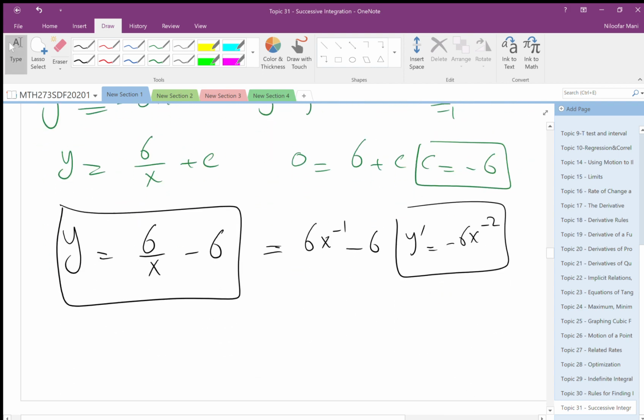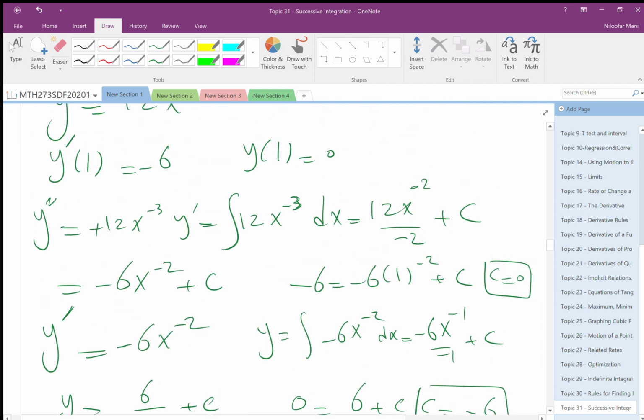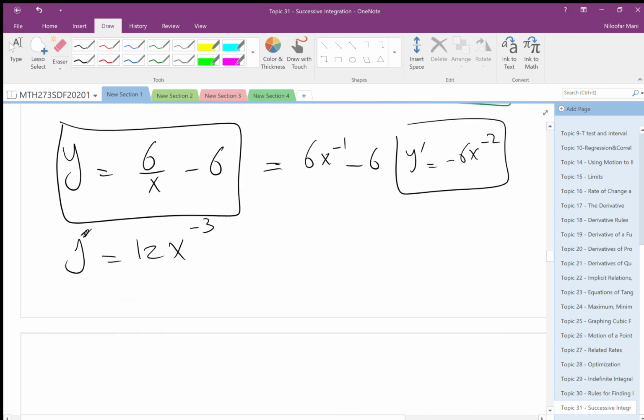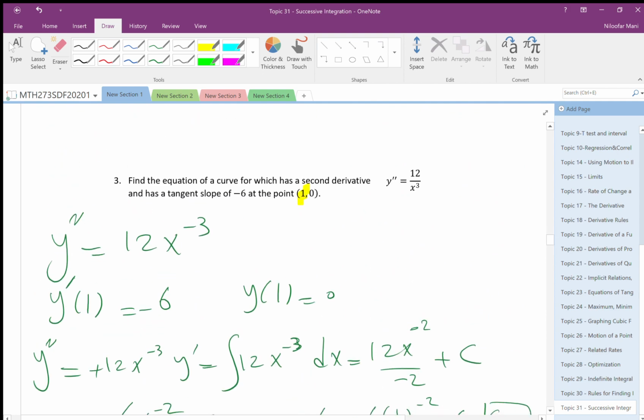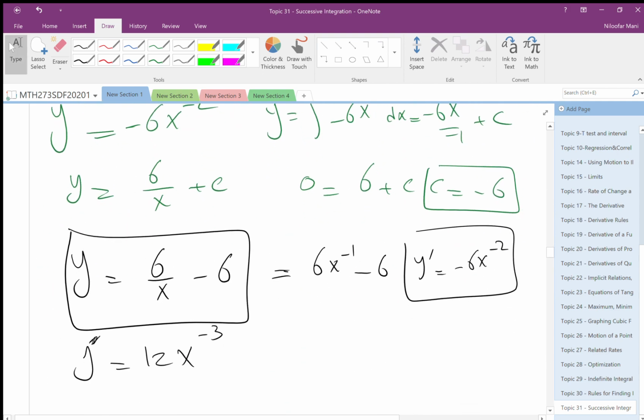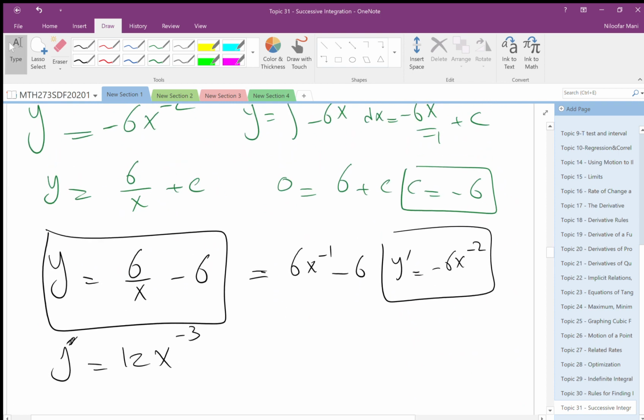Yes. And then I find the second derivative. The second derivative is 12x to the power -3. That makes sense. Yes, it is working. Then I say, okay, what is the function at 1? When I put 1 there, I see 6 minus 6 is 0.